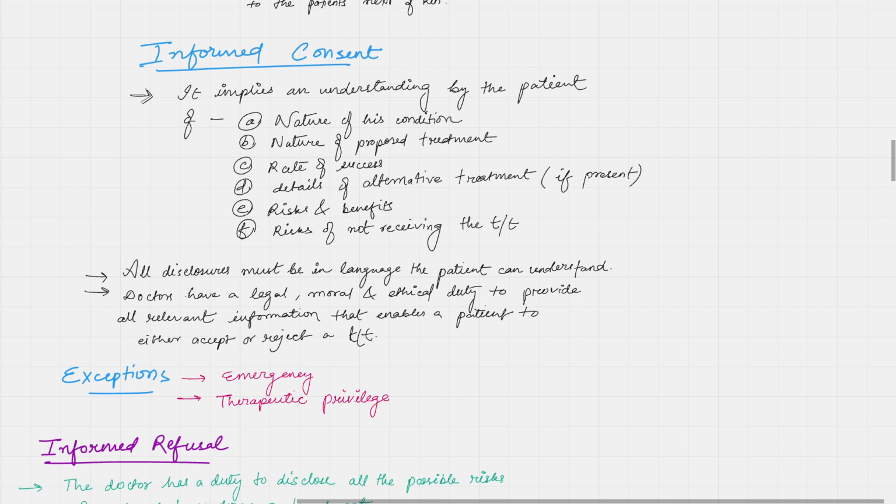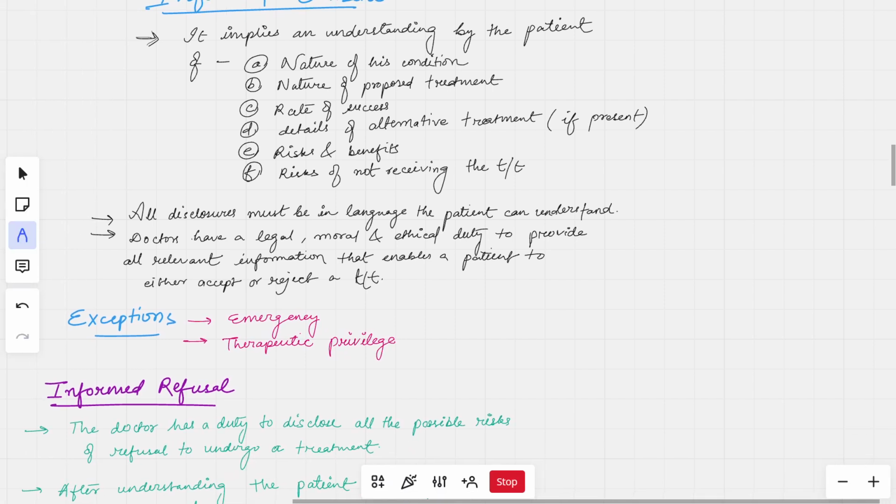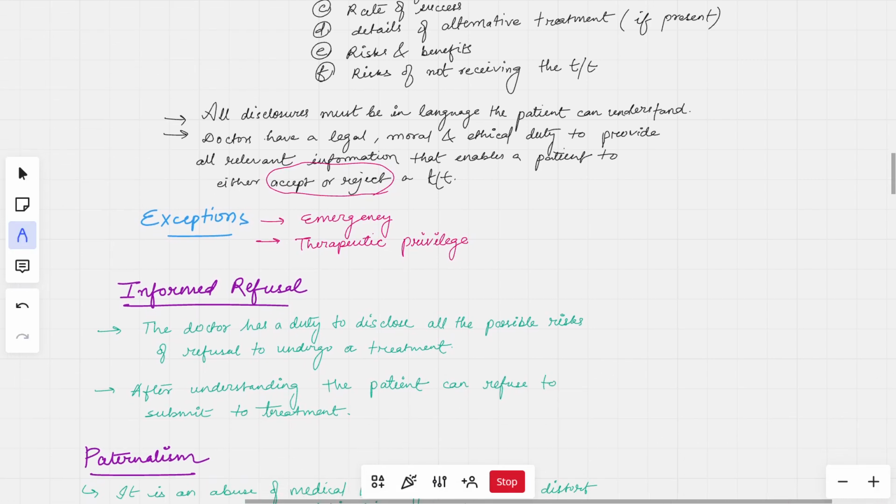The patient should be able to understand all these points. And all the disclosures must be in the language that the patient can understand. The doctors have a legal, moral, and ethical duty to provide all relevant information that enables a patient to either accept or reject a treatment. So it is up to the patient whether they want to accept or reject a treatment based on their understanding.